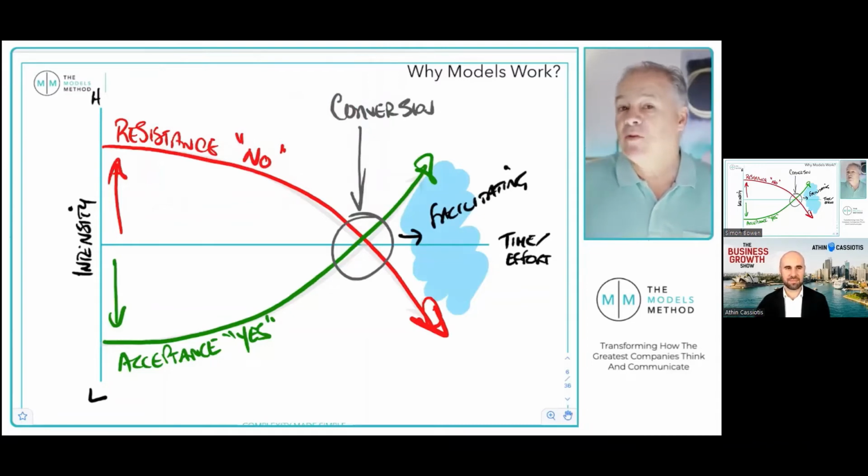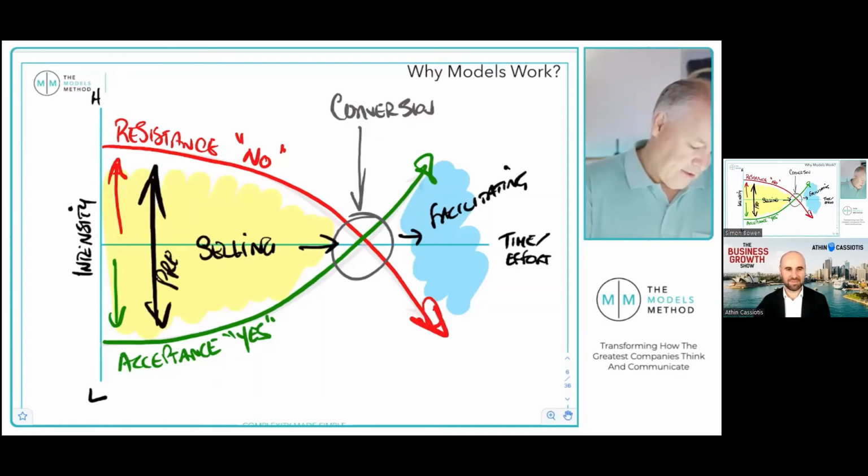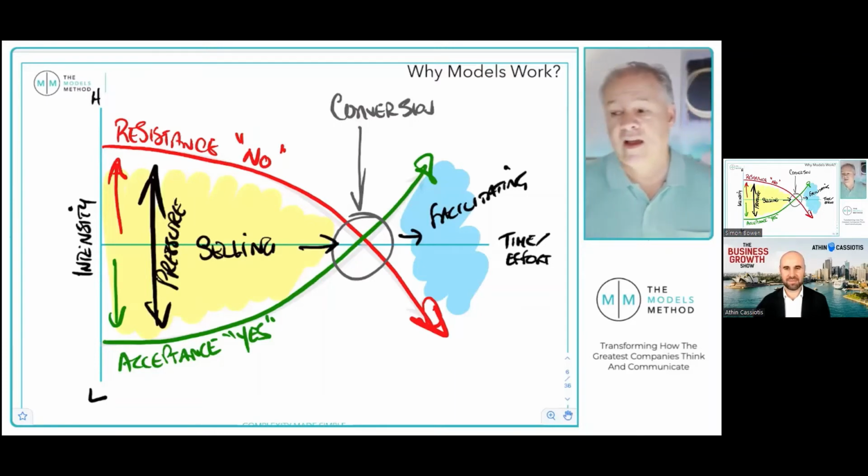And yet most people are talking about those things on this side of the model, which is where we're selling. And in order to make the sale faster and easier, we often use pressure. And if you apply increased pressure to a closed vessel, the sides move further apart, they don't come together. Pressure pushes the two curves away from each other, it doesn't bring them together.